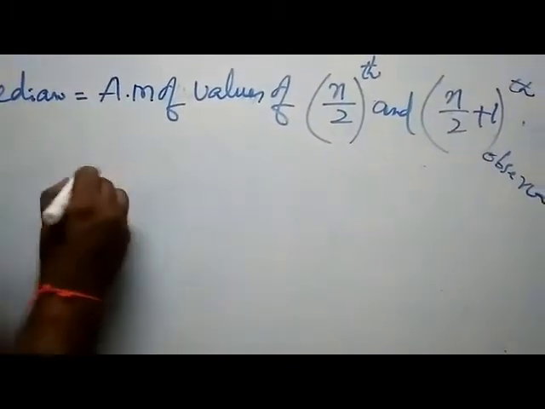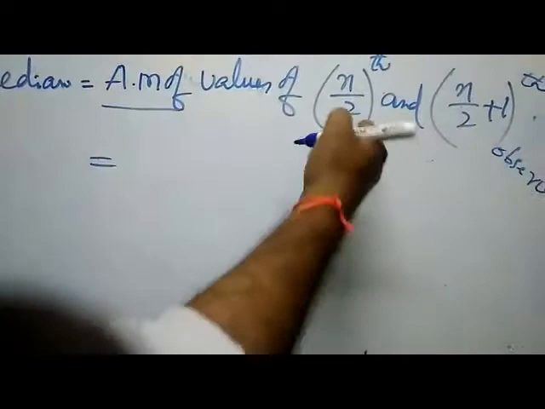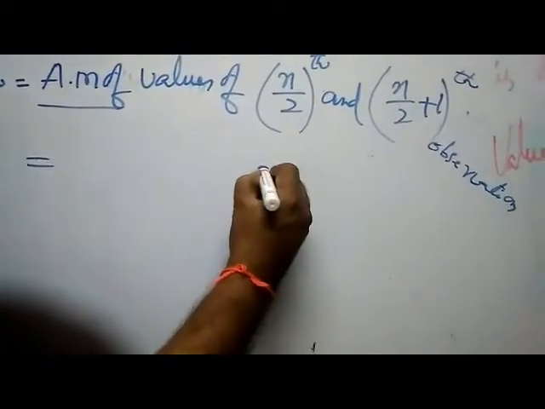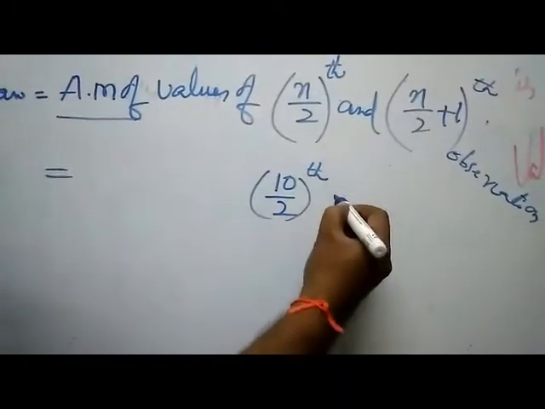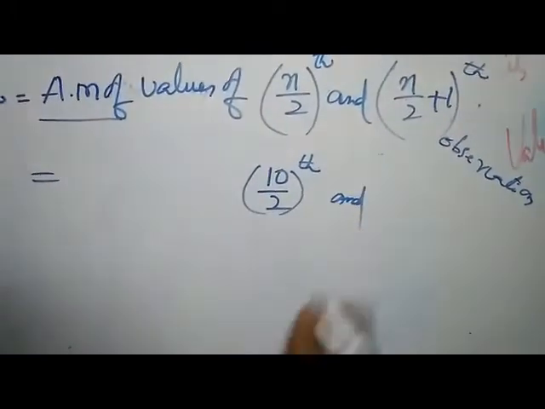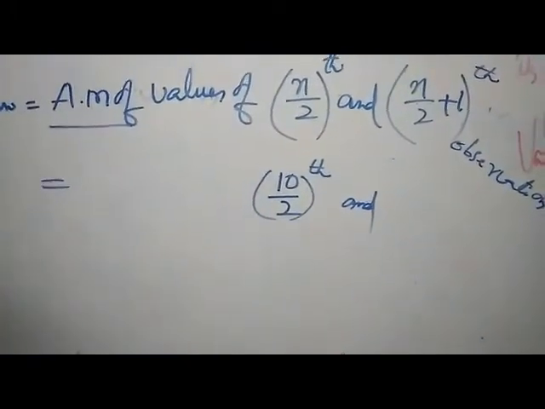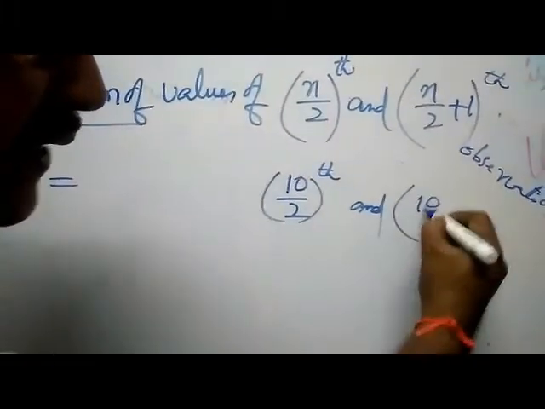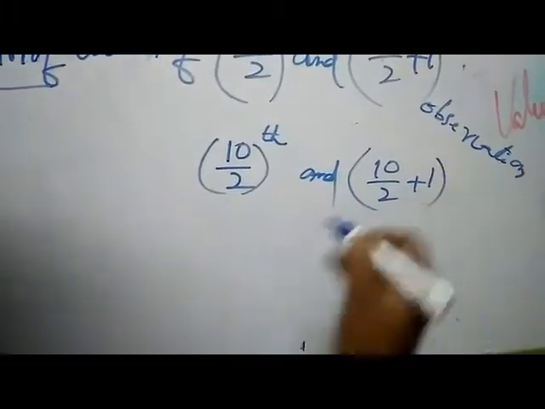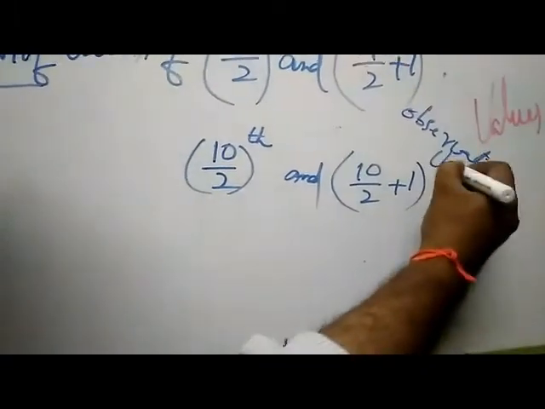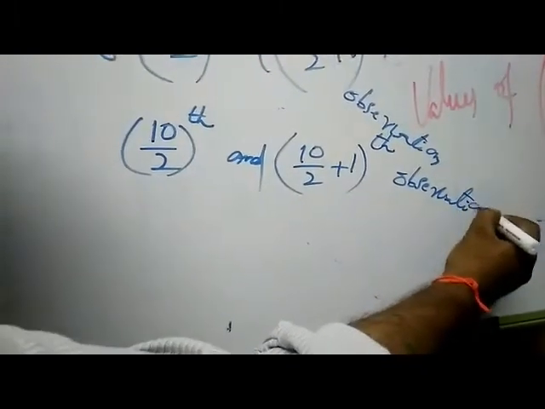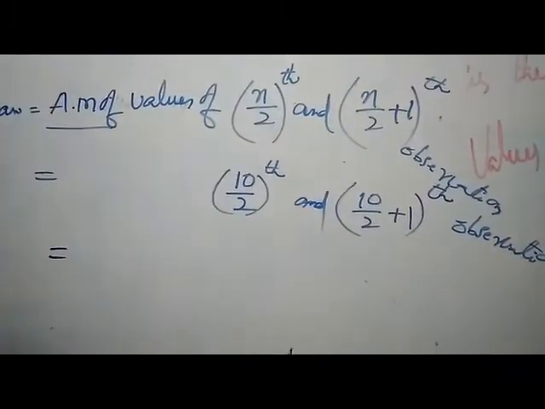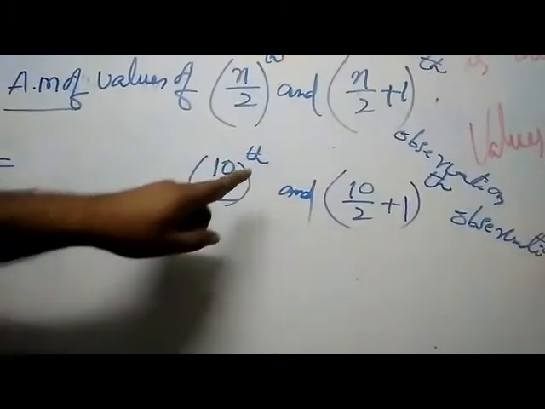So first, okay, this you will do later. First, what is n by 2? n by 2 means 10 by 2. And what is n by 2 plus 1? 10 by 2 plus 1 observation. Okay, 10 by 2th observation.